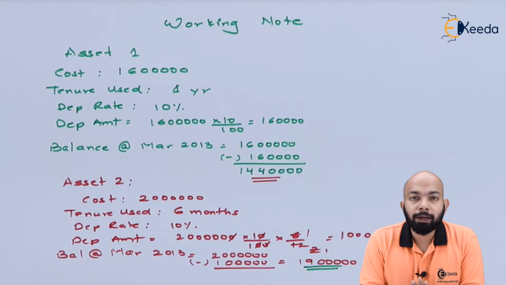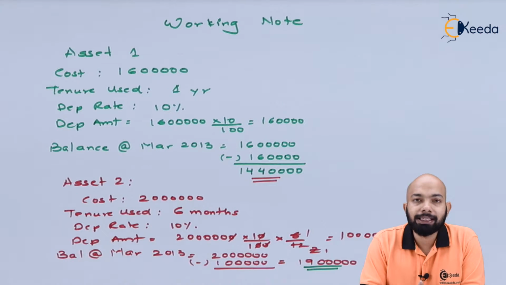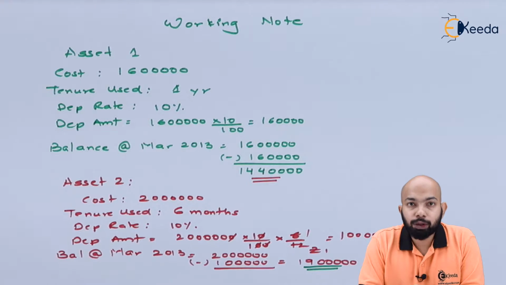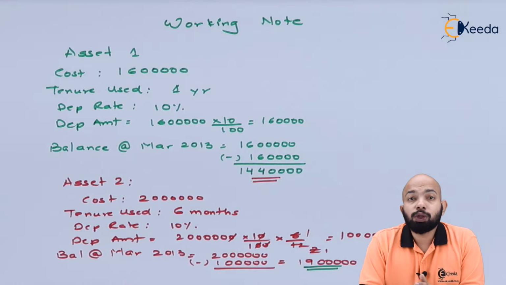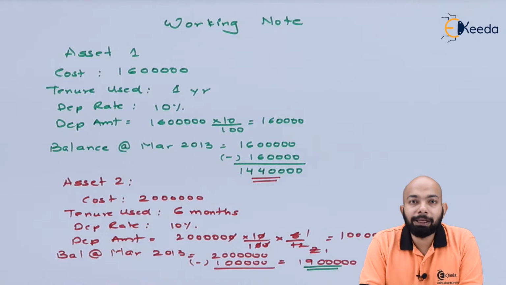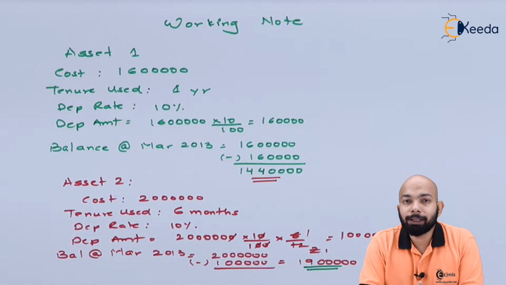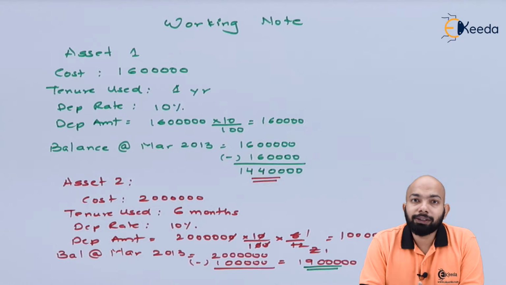As you can see, we have prepared the working note for the first two assets, that is, the assets that were purchased in the year 2012. The first asset has a cost price of 16 lakh. It was purchased on 1st of April 2012, and since then until March 2013 we have been using it. That means the tenure is 1 year. So, as per the straight line method, we calculate 10% depreciation on 16 lakh for 1 year. Hence, the total depreciation is 1,60,000.